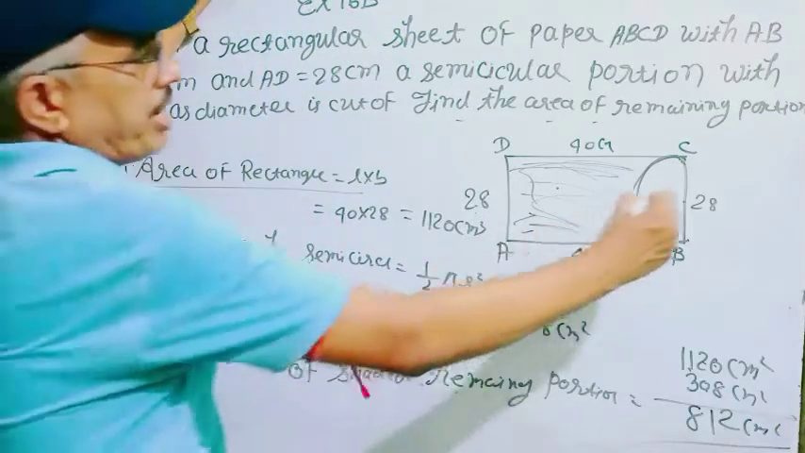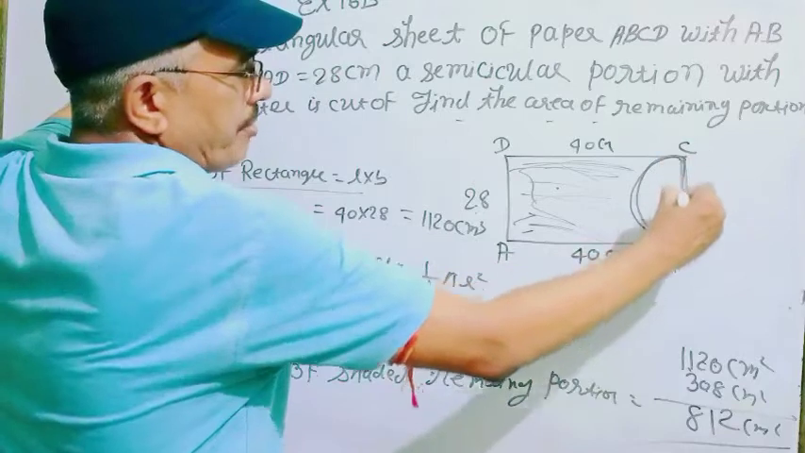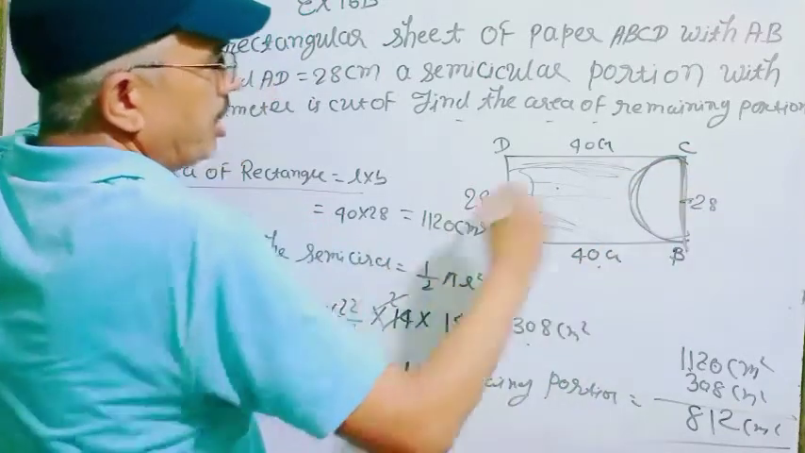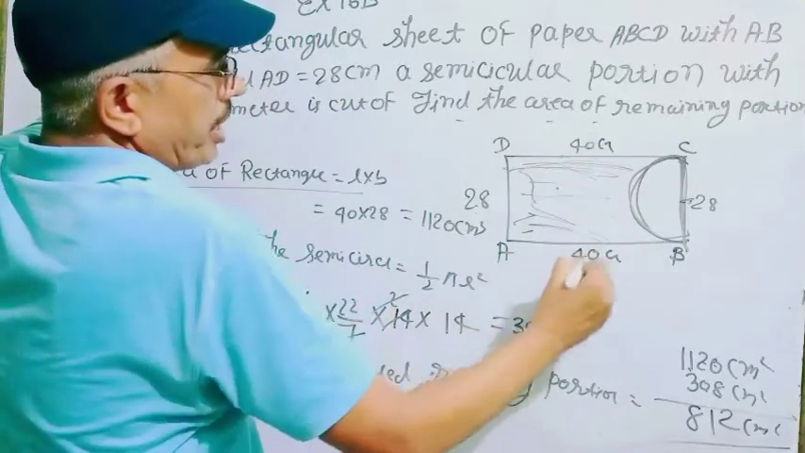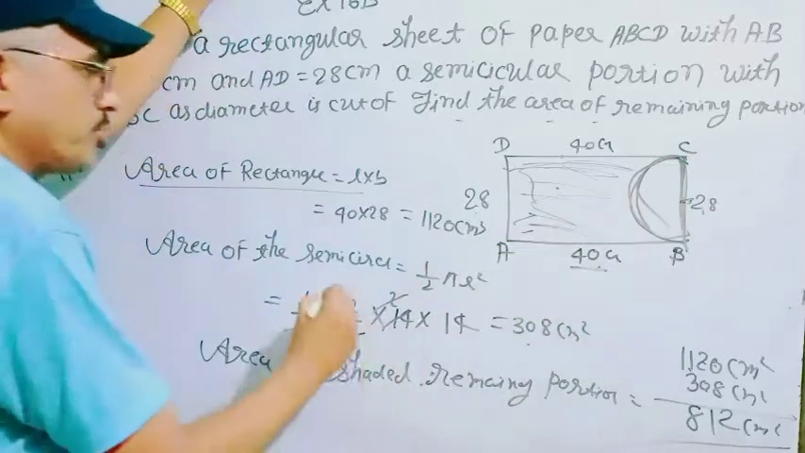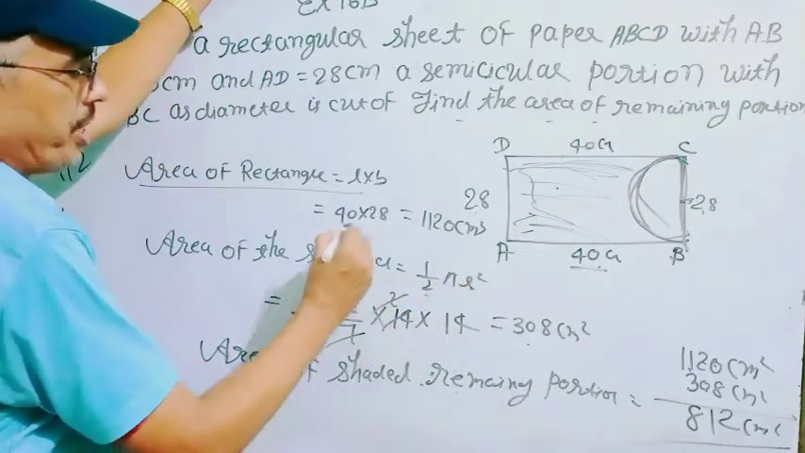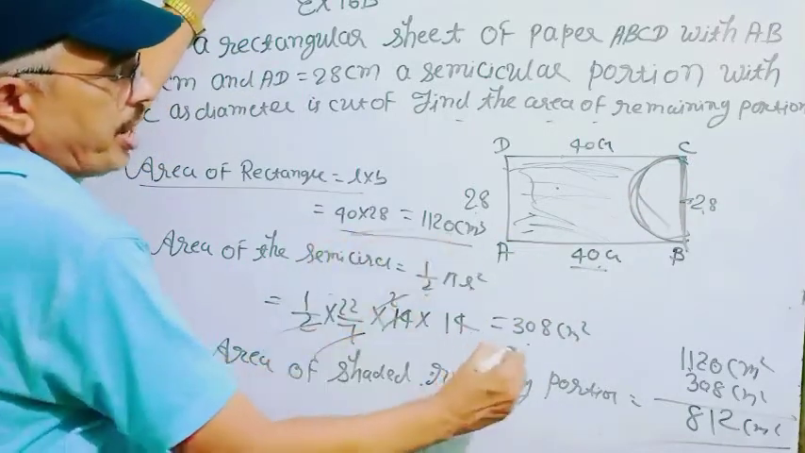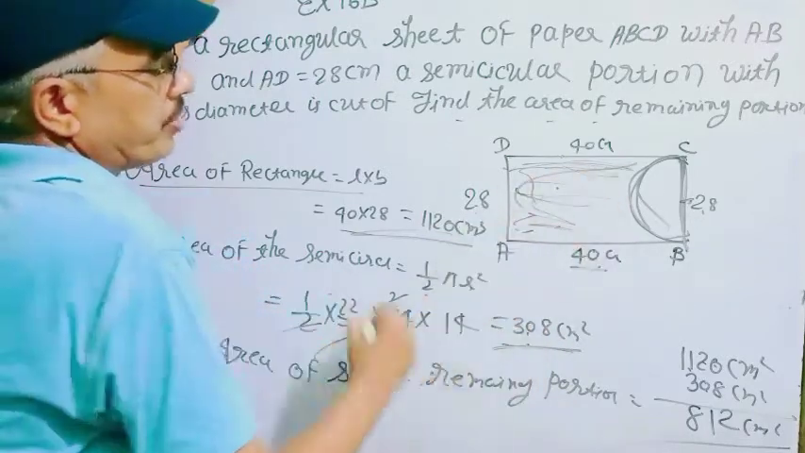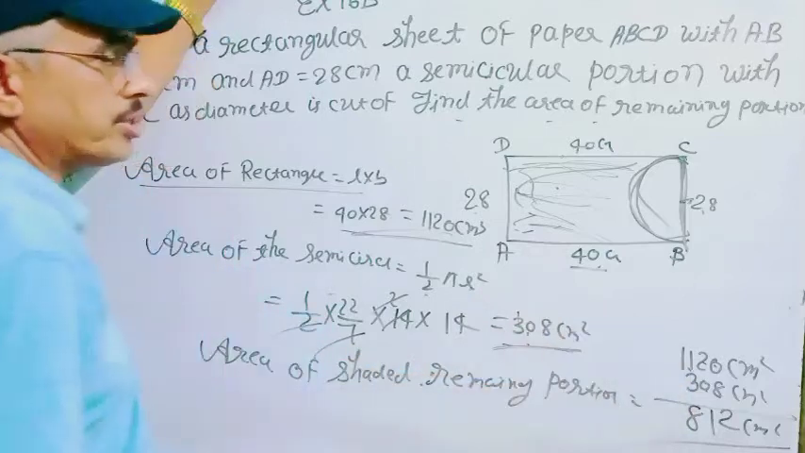Here BC works as the diameter, then BC is the diameter, so the radius will be 14, and it is the rectangle. So the area of the rectangle is 40 into 28, and the area of the semicircle is 1 by 2 pi r square. We get area of rectangle 1120 and area of semicircle 308. Then your question, what is the area of the remaining portion? Subtract it, then you get your solution.